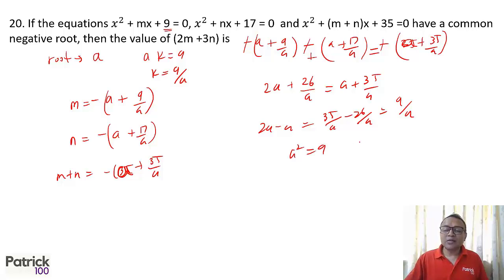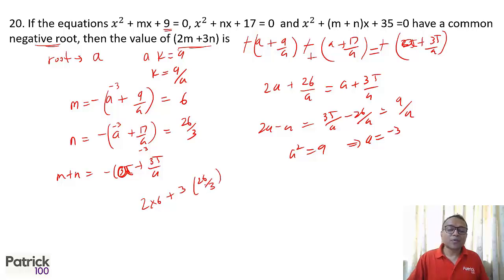So A square becomes 9, and A equals minus 3, because they mentioned a negative root. If I put minus 3 in M, minus 3, minus 3, minus 6, you get 6 here. For N, minus 3, minus 3, minus 3, 9, 17, 26, it becomes 26 upon 3. So 2M plus 3N is 2 into 6 plus 3 into 26 upon 3, so 12 plus 26 gives you 38 as the answer.